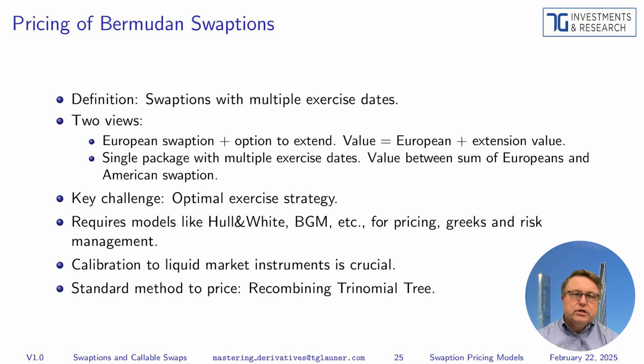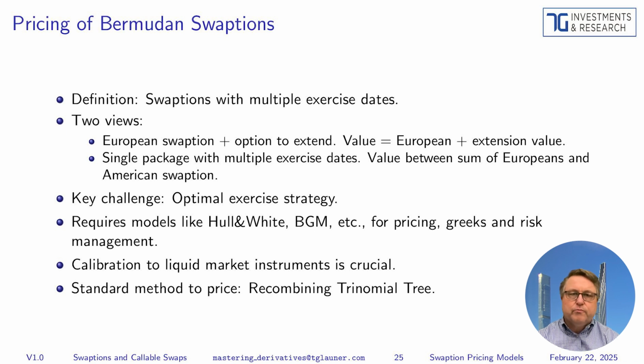The second view is that it's a single package of multiple options, each option with a probability that it gets exercised. Its value falls somewhere between the probability-weighted sum of multiple European swaptions and an American swaption, which allows exercise at any time. The key challenge in pricing Bermudan swaptions is determining the optimal exercise strategy, deciding when to exercise for maximum value.